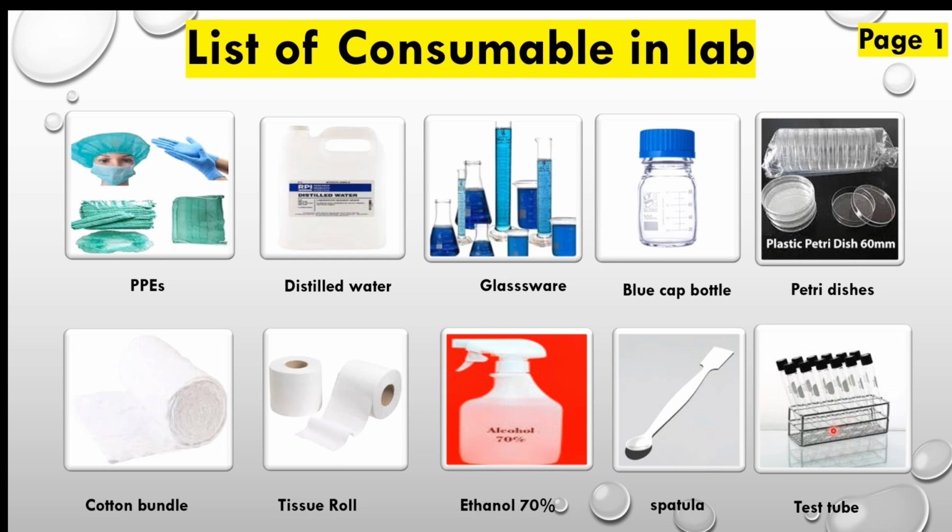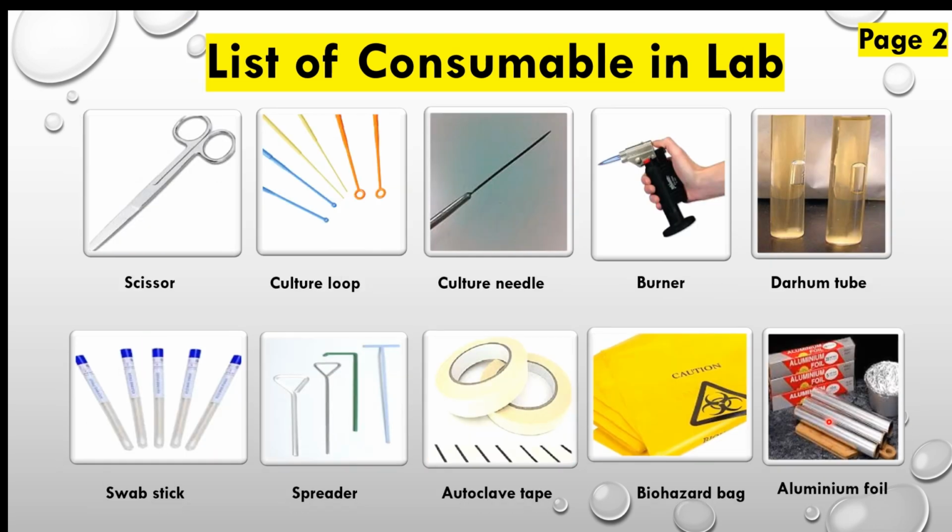Test tubes are very important because when we go for any broth preparations, we need test tubes, and even for confirmation of any gas production, we need test tubes with the Durham tube. We will discuss that in the next. Scissors are used for sample cutting. We use scissors sterilized in the autoclave and then use them for our sample processing.